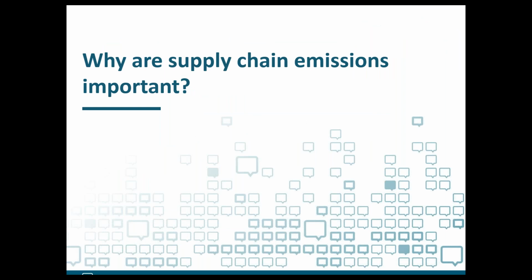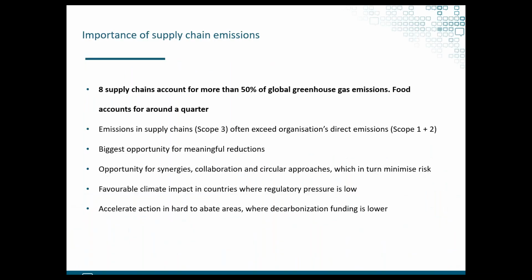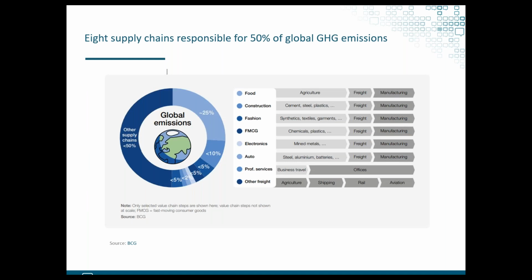But why are supplier emissions of particular importance compared to other potential scope 3 emission sources? So we'll have a little look at that. Firstly, it's been calculated that 8 supply chains account for more than 50% of global emissions, with, for example, food representing a quarter of global emissions. So if this is the case, then the importance of tackling supplier emissions is both vital in meeting the global carbon budget, as well as being core, trickling down, to individual organizations being able to meet their own targets, for example, science-based targets.